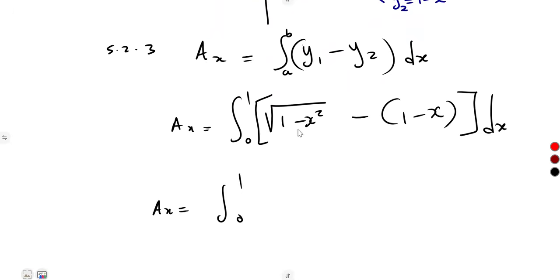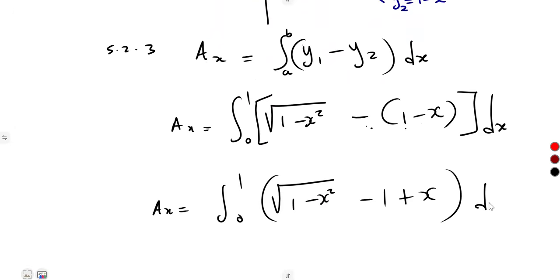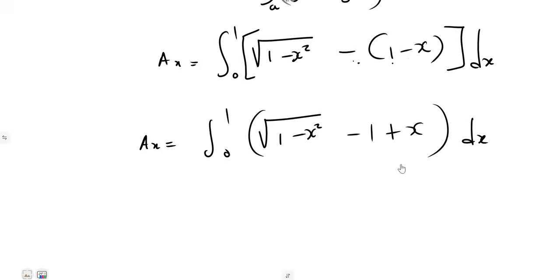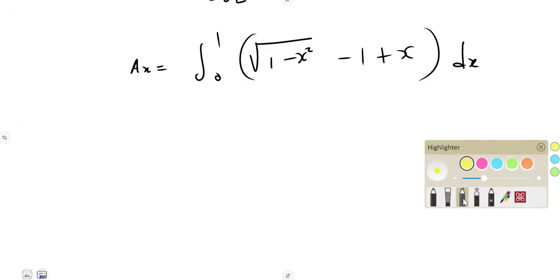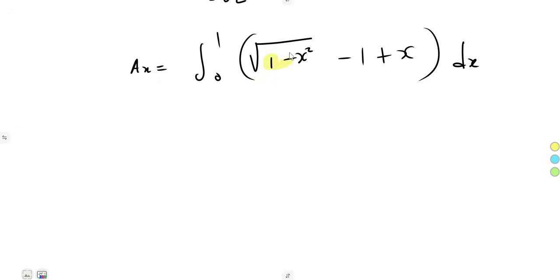That's the square root of 1 minus x squared, minus times 1, that's minus 1, minus times minus x. Expanding these brackets is going to be what? A positive x. So this is what we're going to integrate with respect to x. So integrating here, I want us to see something on the first part. This integration of the square root of 1 minus x squared, you'll see that it is very complicated to integrate that one directly.